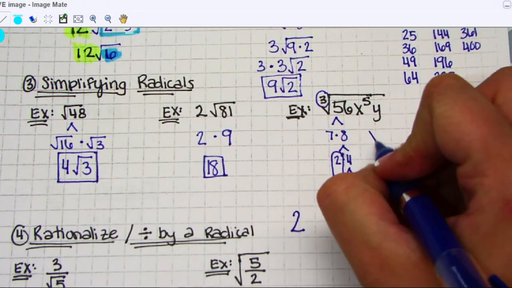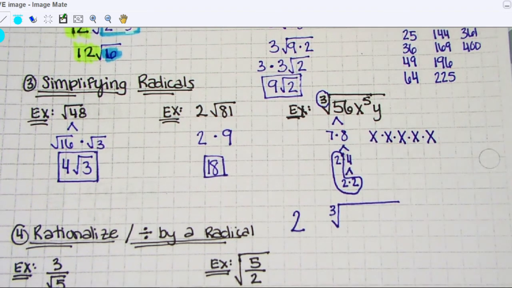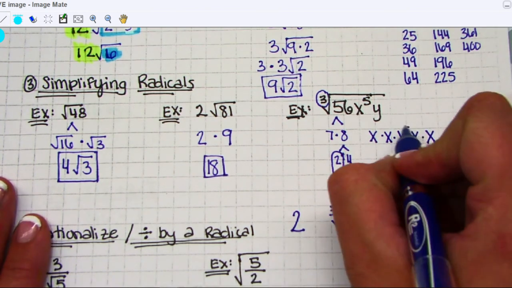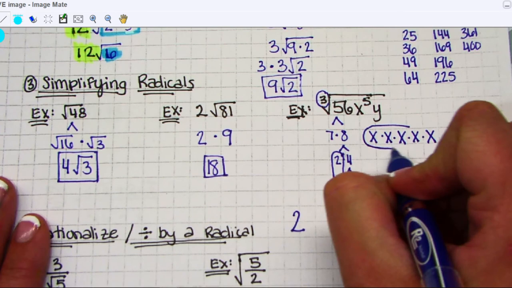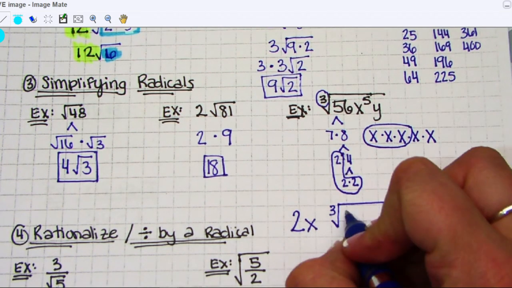Let's break it down. X to the 5 is x times x times x times x times x. The grouping of 3 works the same. So how many groups of 3 can we pull out with x? 1 group of 3. So since I'm only pulling out 1 group, x is to the 1 power. I'm pulling 1 group of 3. Okay, what's left inside? X squared. So my x to the 5 leaves x times x, which is x squared.